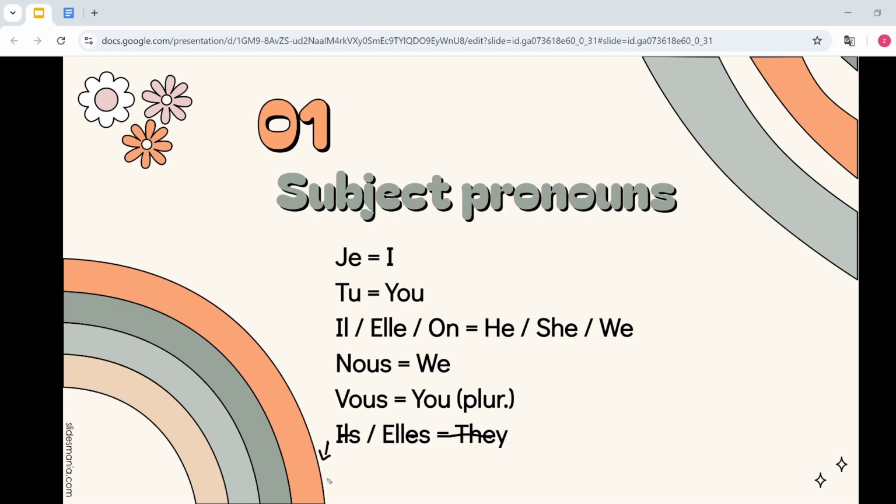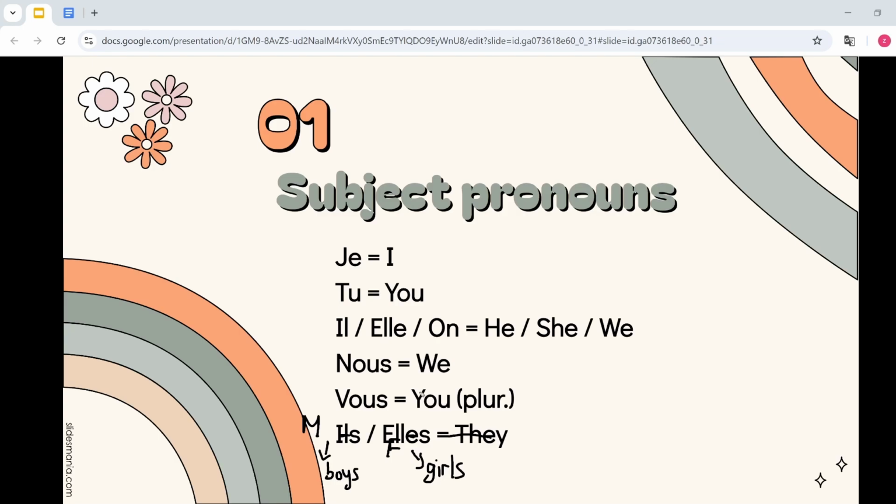Il is used for a group of boys. So this is masculine over here. And elle is feminine, used for a group of girls. So depending on if the group is boys or girls, we would use different words to talk about they. Now you might ask me, well, what happens if the group is mixed?